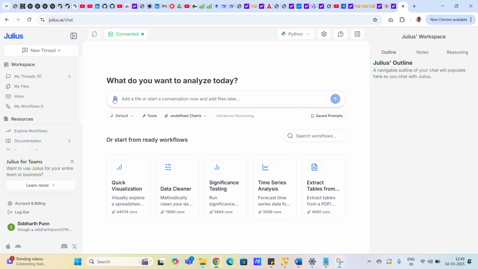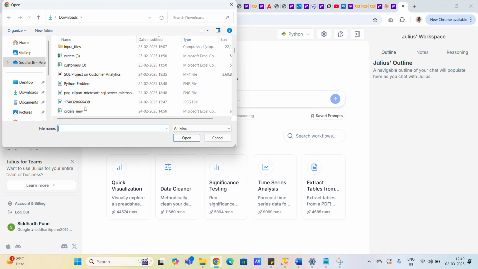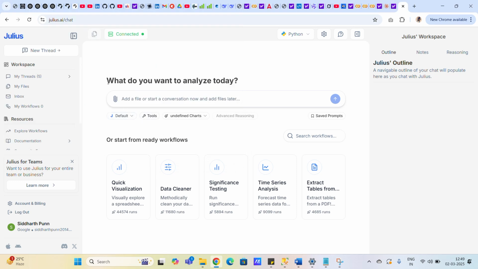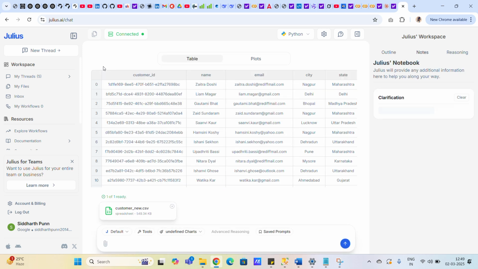First of all, you need to click on this icon. You need to upload a file. Say I need to upload a file known as customer new. That is the data which I would be tracking. How many customers are there? What is the total count? More than that, it can give you.